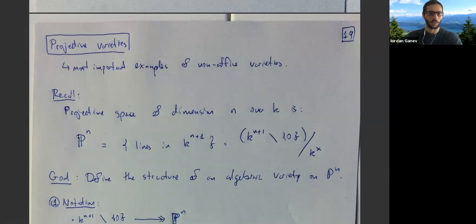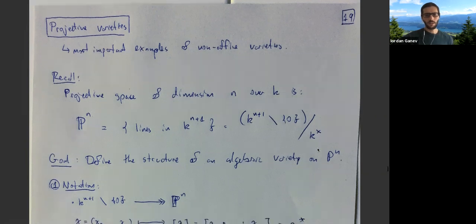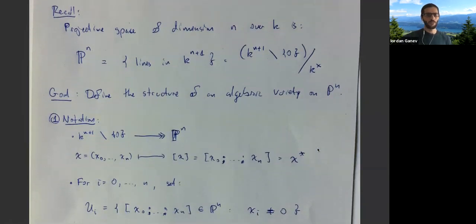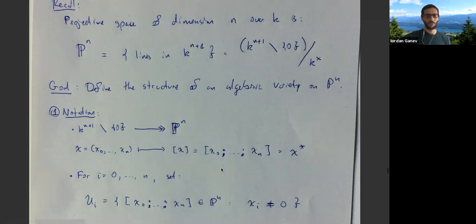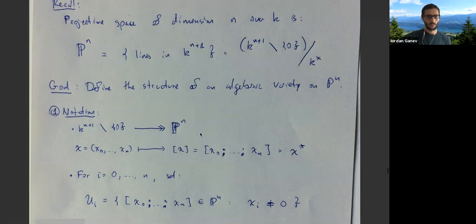And so that's the idea behind how we identify Pn, projective space of dimension n, with this quotient of the n plus one dimensional vector space minus the origin, mod the scaling action of the multiplicative group. And to define the structure of an algebraic variety on Pn, we need a bit of notation. So first of all, the homogeneous coordinates. If we have any non-zero point in this vector space, we can think about its image in Pn. So this is this point up to scaling. We can scale all the coordinates by the same scalar and we get the same point. So I think Springer uses this notation star. I'm used to thinking about it in terms of these colons, homogeneous coordinates.